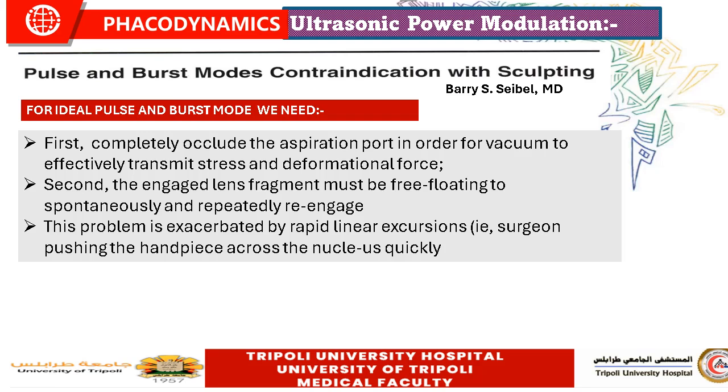The explanation is that for the pulse and burst mode to function properly, it depends on two variables. The first variable, we need to have a complete occlusion of the aspiration port of the phaco tip, so that the vacuum will hold the lens fragment properly against the phaco needle, and the pulse and burst mode will do its job in emulsifying the lens fragment. The other thing is that the lens fragment should be freely mobile, so that it will be engaged and re-engaged to the phaco needle, so that the pulse and burst mode, during the on time and off time, will do emulsification of the lens fragment.